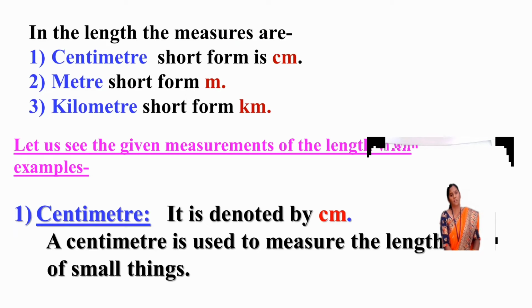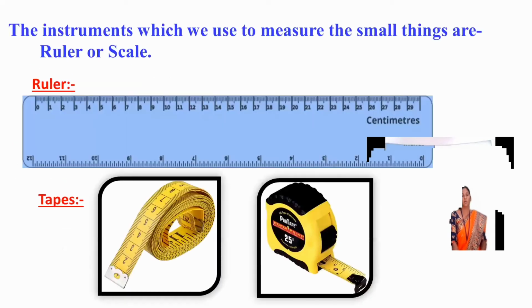First is the centimeter. It is denoted by cm. A centimeter is used to measure the length of small things. The instruments which we use to measure small things are ruler or scale, we can call it. Tapes are also used.